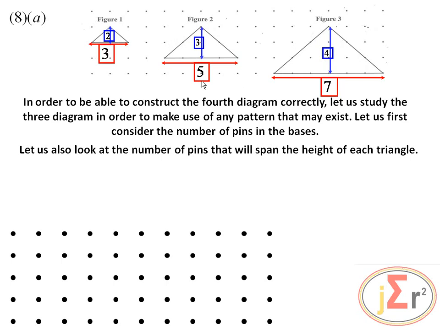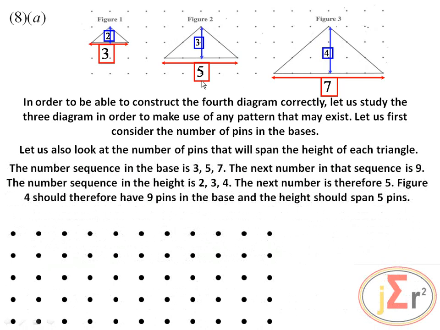The number sequence in the base is 3, 5, 7. The next number in the sequence is 9. The number sequence in the height is 2, 3, 4. The next number is therefore 5. Figure 4 should therefore have 9 pins in the base, and the height should span 5 pins.